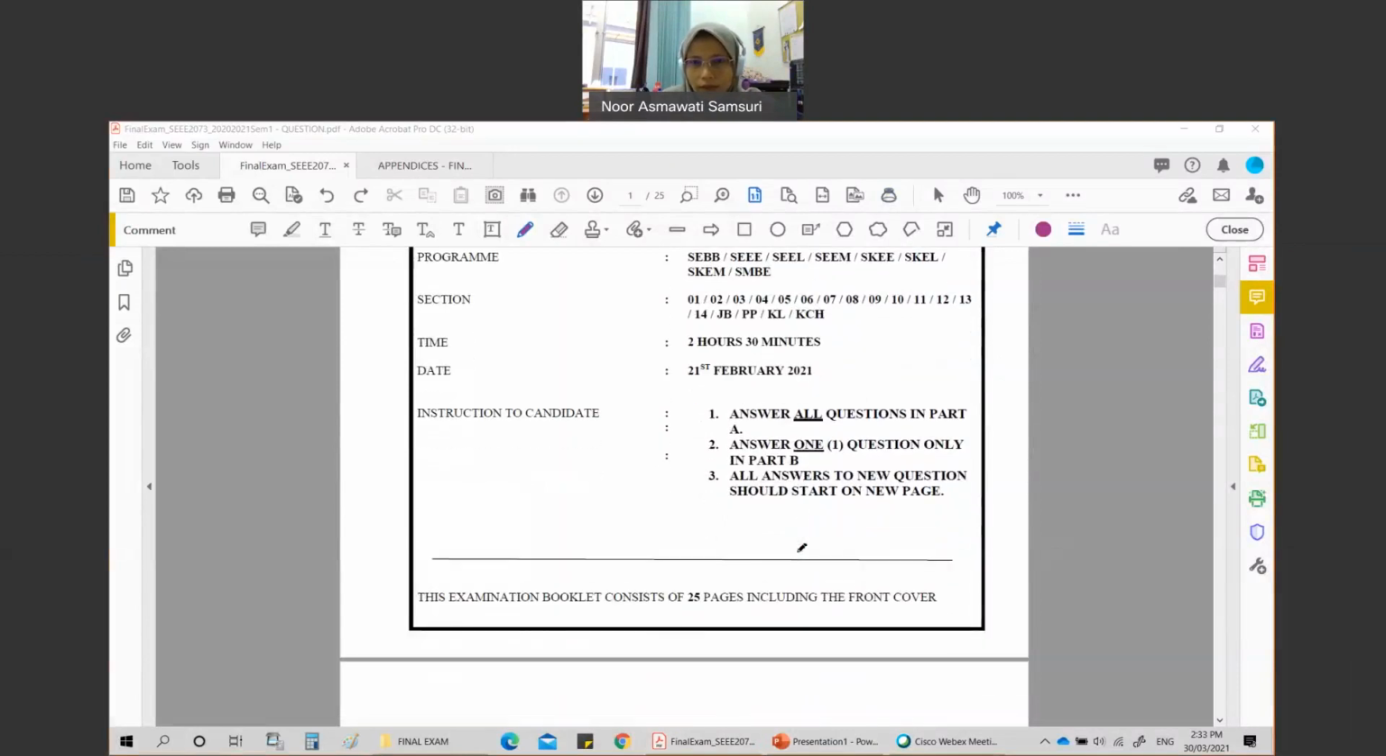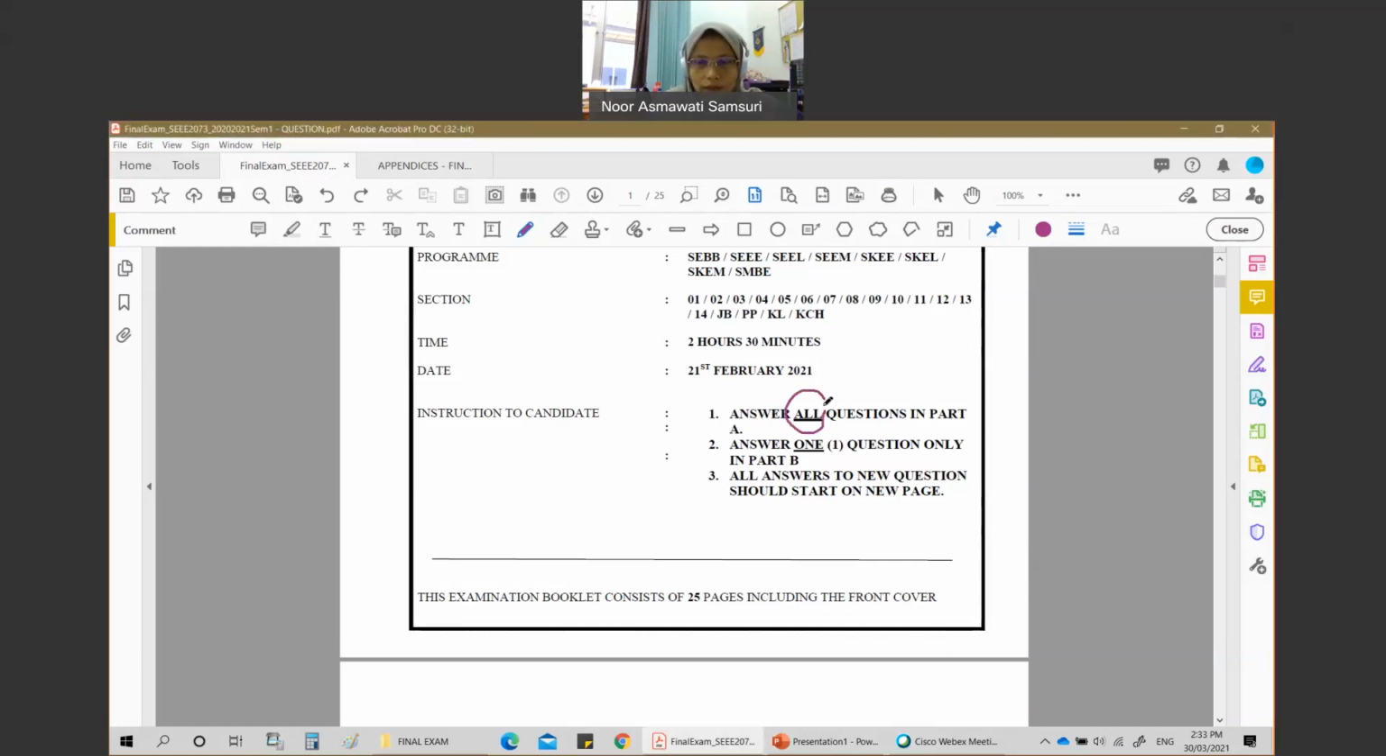So as mentioned last semester, you have two parts, which are part A and part B. You need to answer all questions in part A. Part A consists of 3 questions: question 1, question 2, and also question 3. And in part B, you have to answer only one question, either question 4 or question 5. Or you can answer both if you have ample time, but only the question with higher marks will be considered.